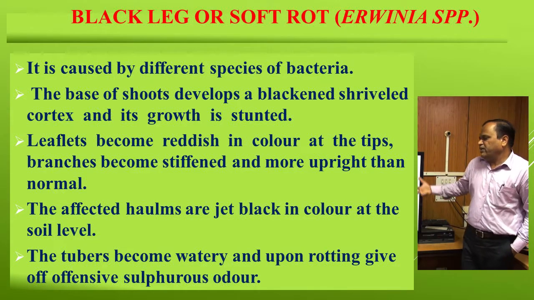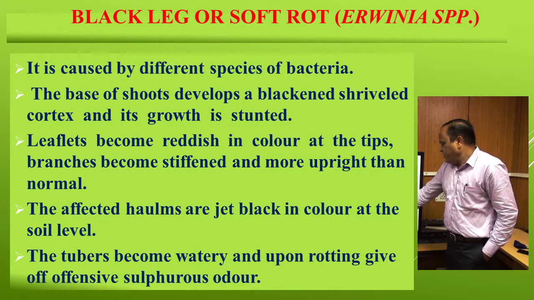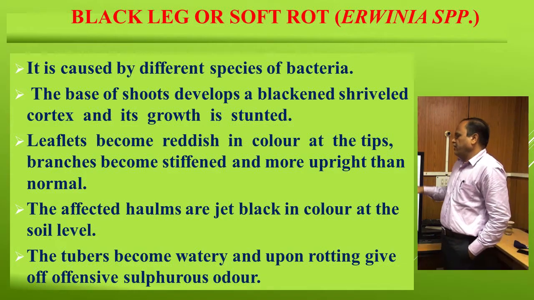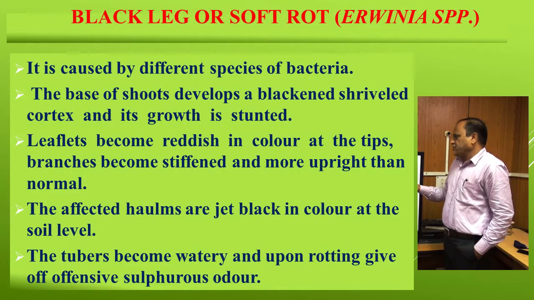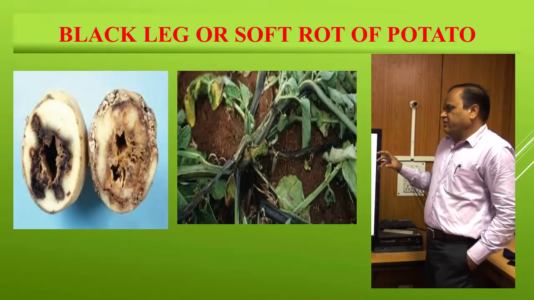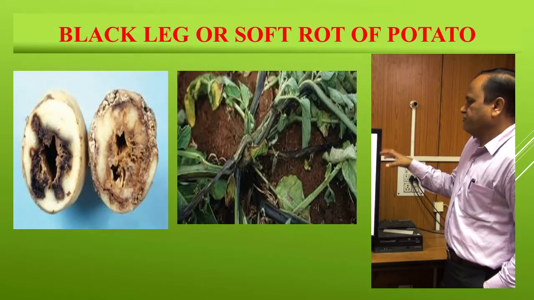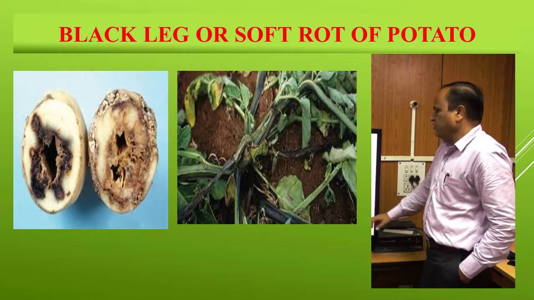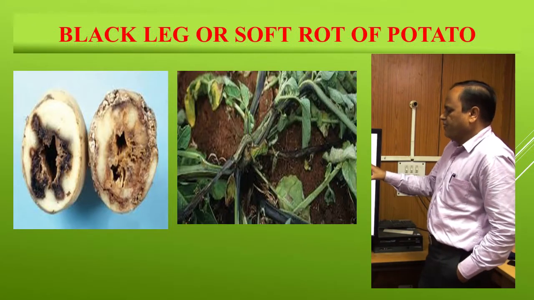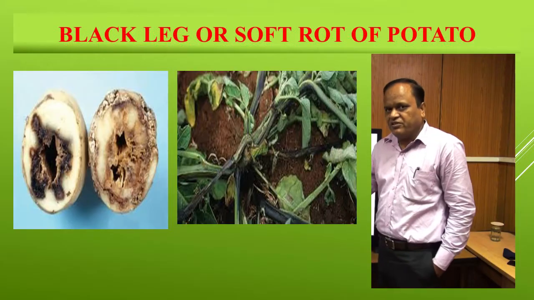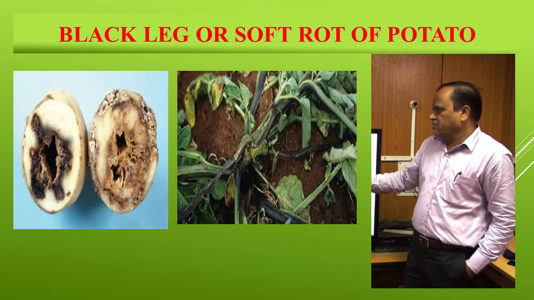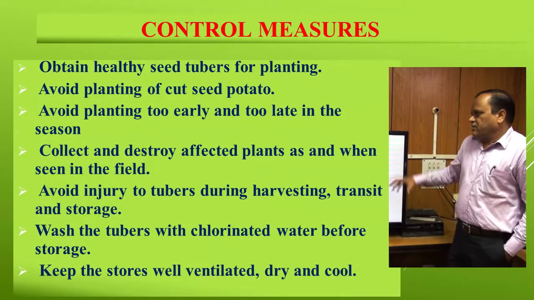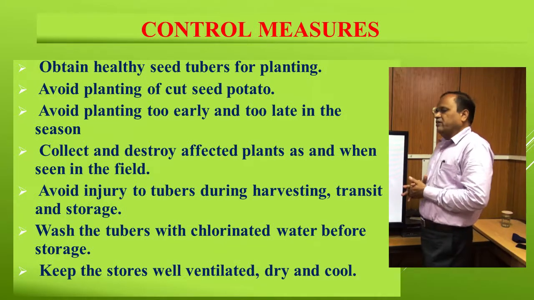So you will find a very offensive sulfurous odor if soft rot or black leg disease is in the tuber. Now you can see the photographs of the black leg or soft rot of potato. This is inside the tuber, this is in the plant. So you can observe the visual photographs of the tuber as well as the plants caused by black leg or soft rot of potato.